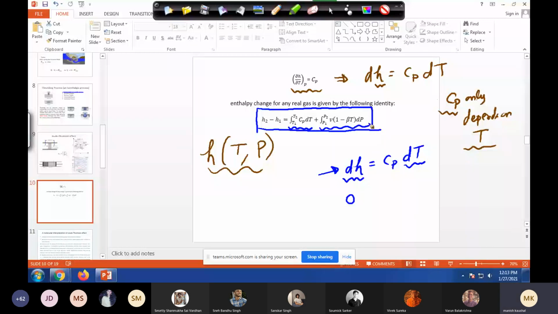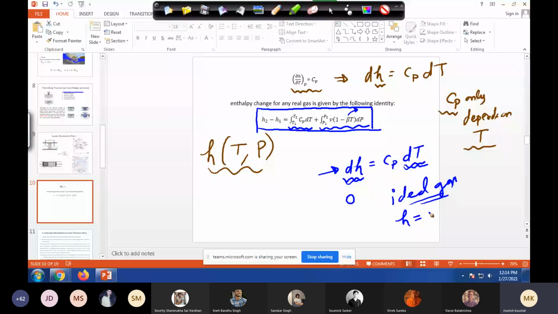Okay, where beta is the isothermal expansion coefficient. We'll see what it is. So the bottom line is that this is only true for ideal gases, dH equal to Cp dT. Okay, in that case, for an ideal gas, H is only a function of temperature.